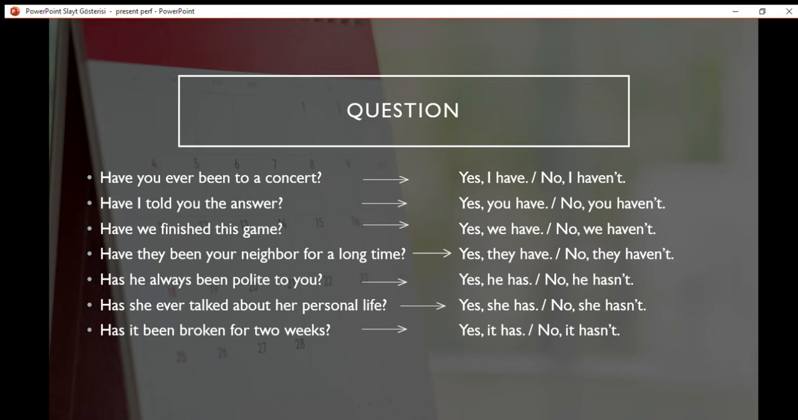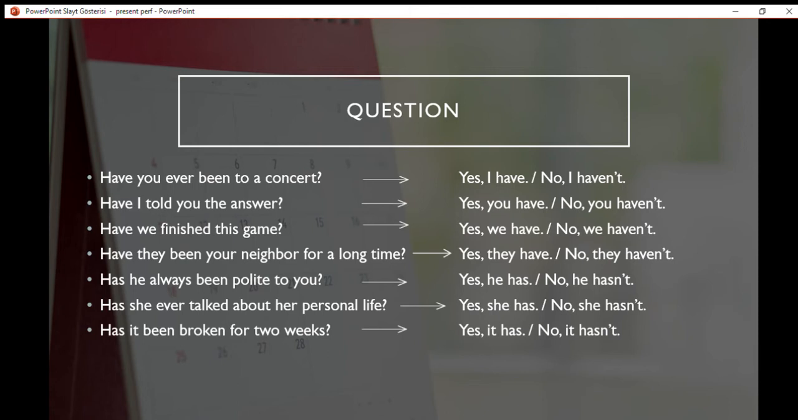Let's see the questions. Again, I'm going to read them slowly so you can repeat. Have you ever been to a concert? Yes, I have. No, I haven't. Have I told you the answer? Yes, you have. No, you haven't. Have we finished this game? Yes, we have. No, we haven't.